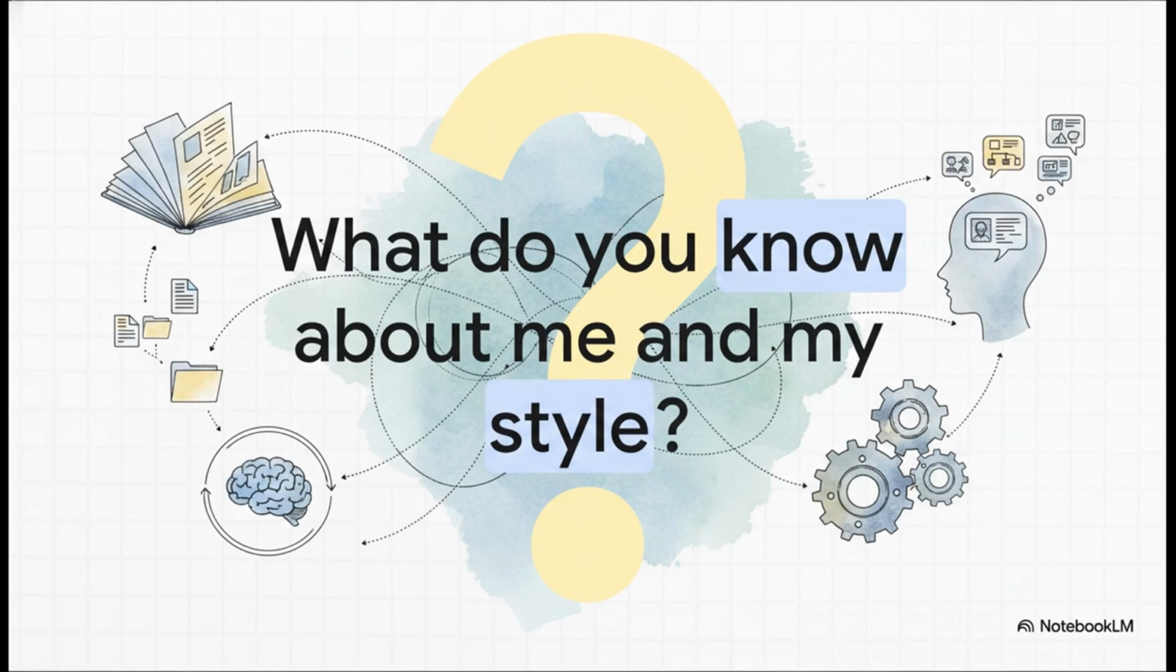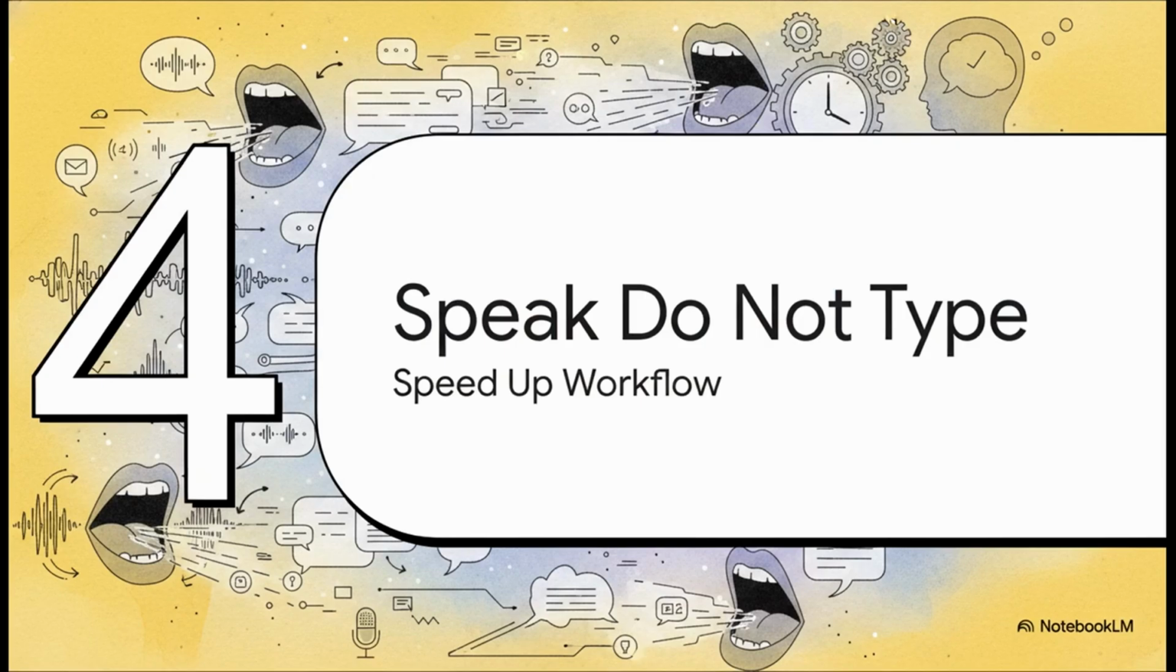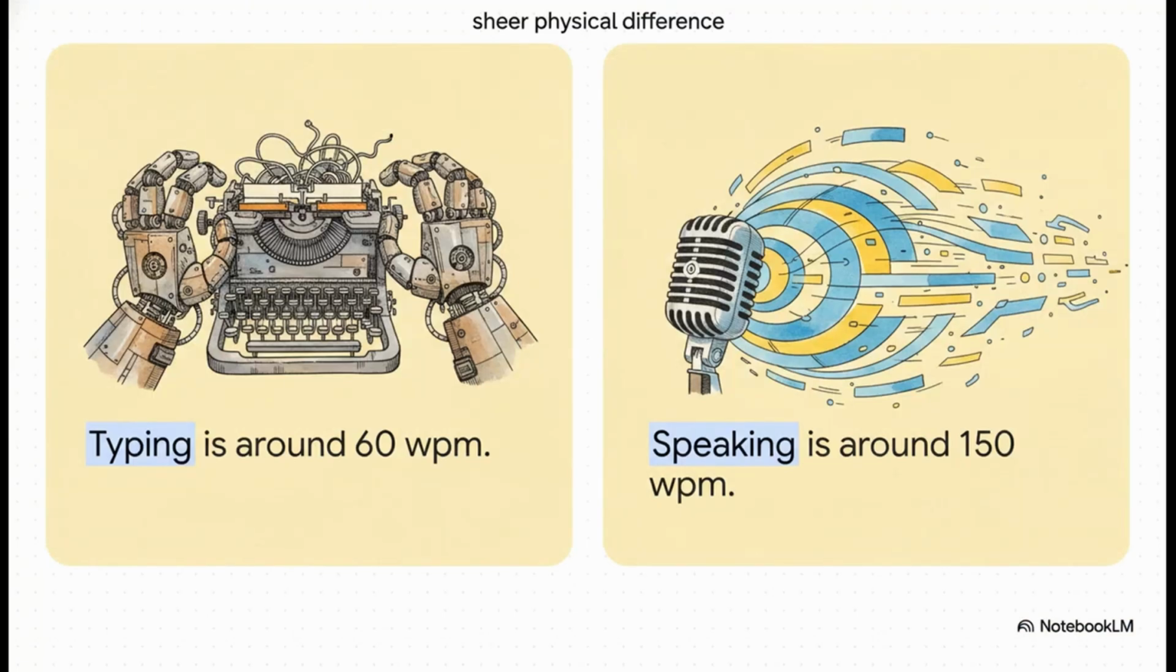All right, let's shift gears to speaking instead of typing. So how are you actually talking to your new assistant? Most of us type at maybe 60 words a minute, right? But we speak at around 150 words a minute. That's a massive gap. But honestly, it's not even really about the speed. It's about the richness of the context.